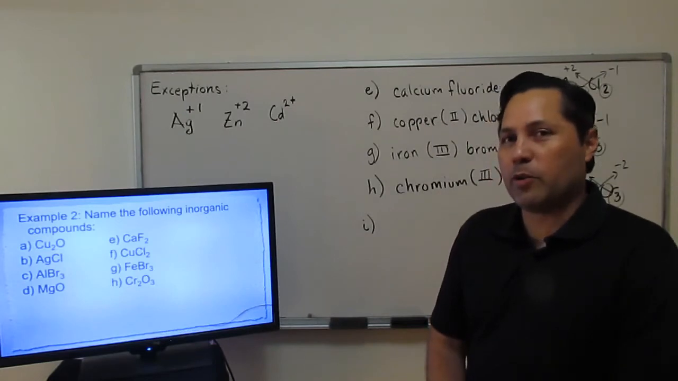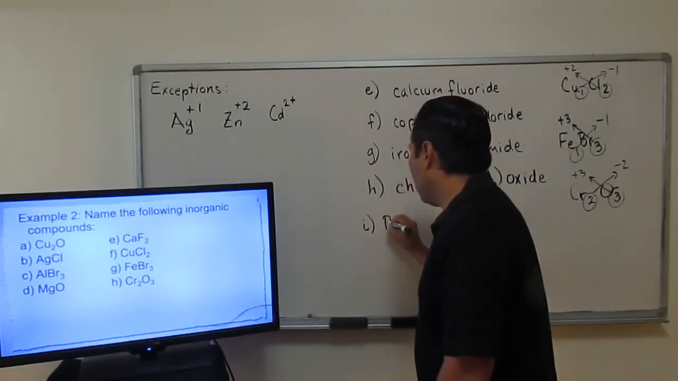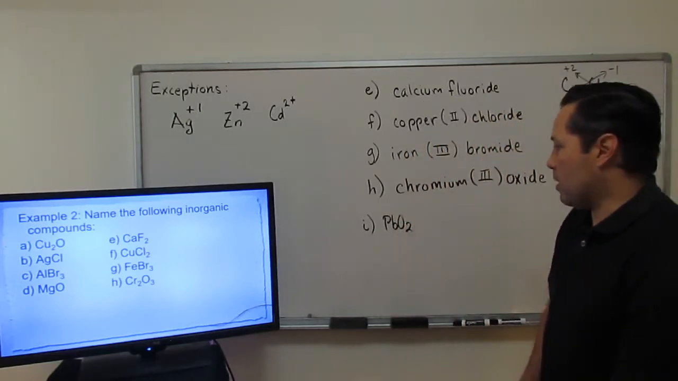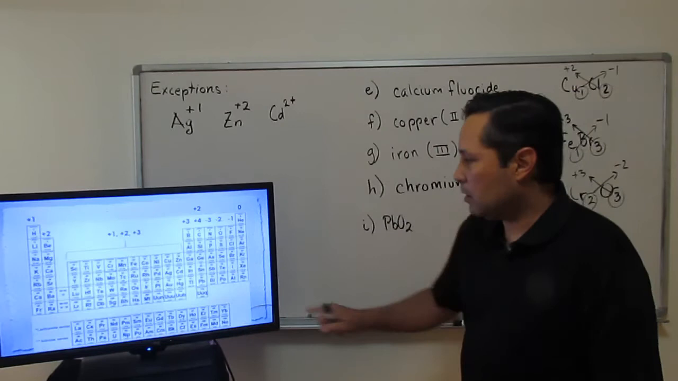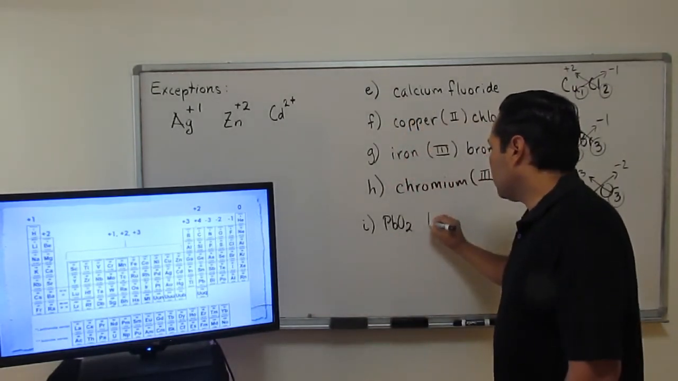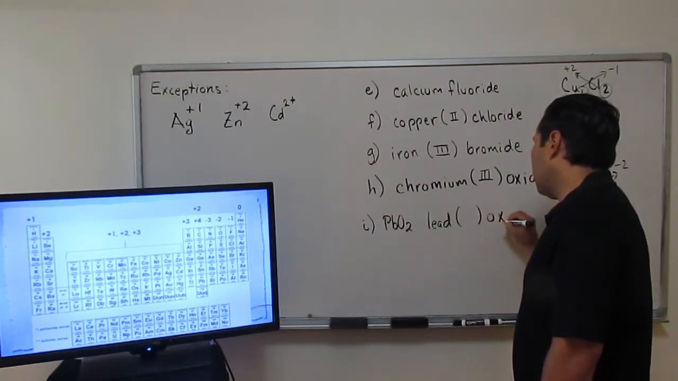We should do one more example. I'm going to go ahead and do one more. What happens when it is not correct? For example, PbO2. So you say Pb is lead. Here it is. It could be a 2 or a 4. You write it lead. O is oxide.